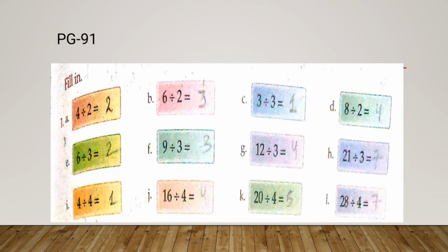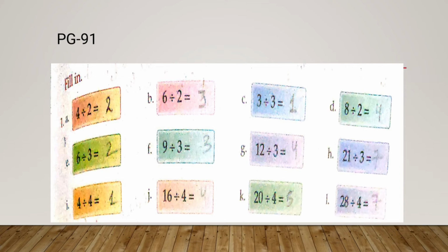So 2 1s are 2. 2 2s are 4. 2 3s are 6. 2 4s are 8. So children, it means 2 times 4 is 8. So children, 8 divided by 2 is equal to 4. 4 will be your answer.